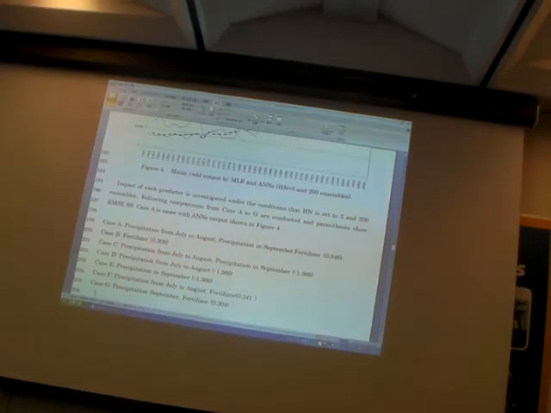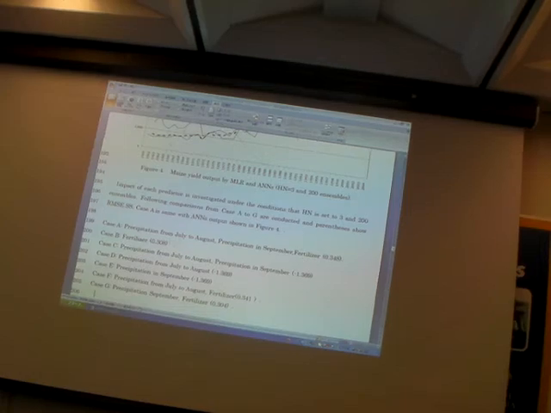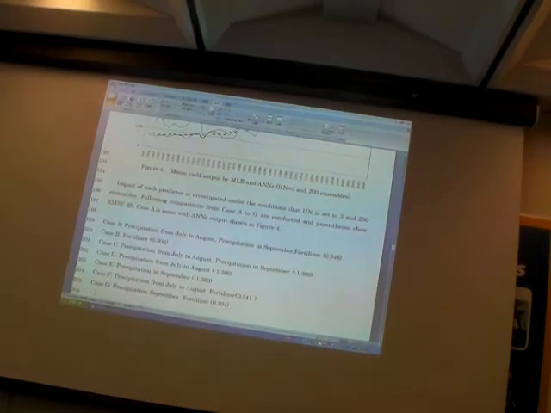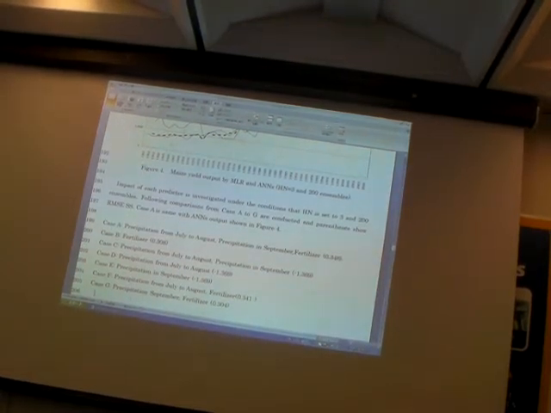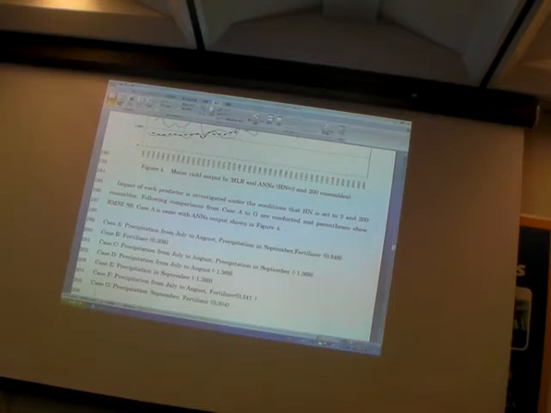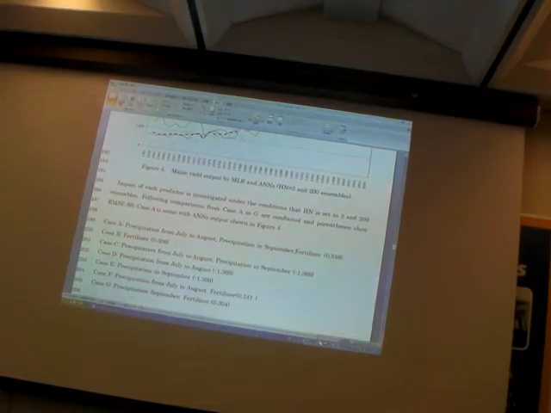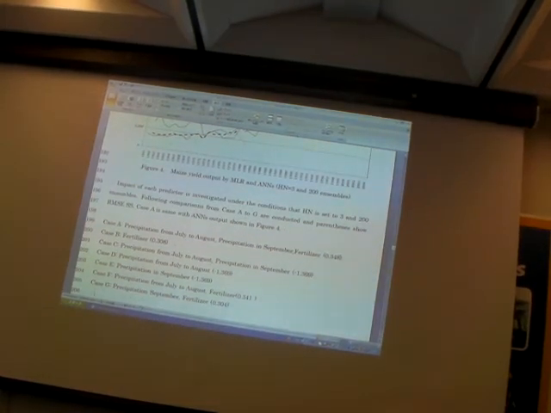Then we have case A, case B, C, D, E, F, G. So the predictors are fertilizer and precipitation, two precipitations, one precipitation, and one precipitation. And then precipitation from July to August and fertilizer, and precipitation in September and fertilizer. And these are the values. And I calculate again and again and check the values. It's called correct.